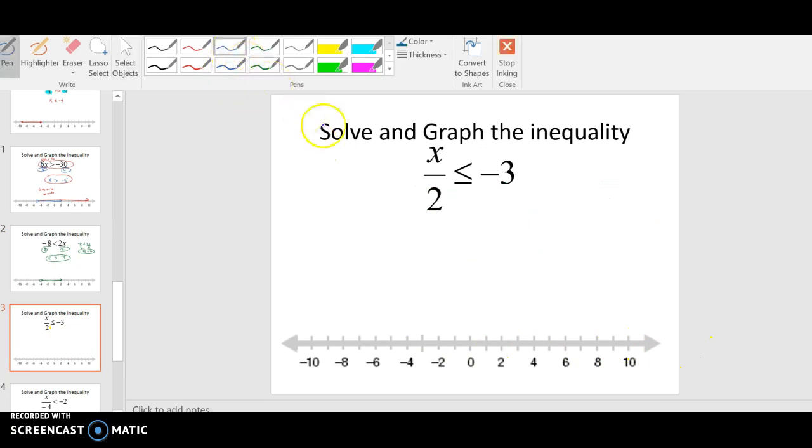Next one. If I look at x and 2, this is x divided by 2. How do I undo division? I multiply. When I multiply this side by 2, those cancel out. I get x. Multiply this side by 2, and I get is less than or equal to negative 6. So I'd go close dot on negative 6, shade to the left.